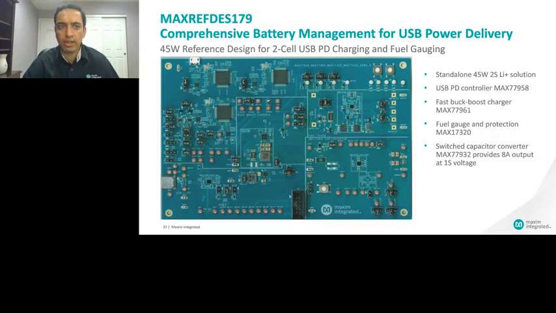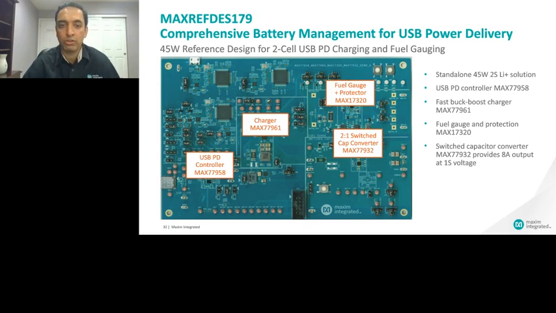And this is what the board looks like. It's the Max RefDes 179. It's a complete 45-watt 2-cell lithium-ion charging solution for power delivery. So it has the power delivery controller, the fast buck boost charger, the Max 17320 fuel gauge with protection, as well as a switch cap converter, which converts from a 2-cell to a single-cell equivalent voltage to power the rest of your system. So look out for this reference design on our website.